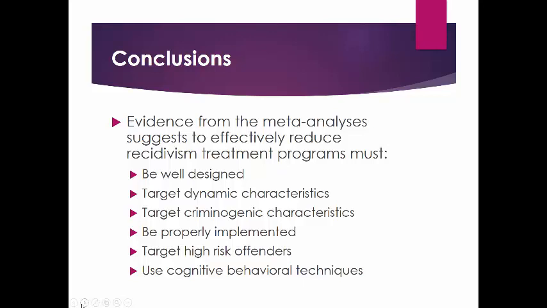So what do we know? After all of this, what have we concluded? We know from meta-analyses that in order for a treatment program to be effective, it has to be well designed, and it has to target those dynamic characteristics. It has to target criminogenic characteristics, those related to criminal behavior. It has to be properly implemented, targeting moderate to high risk offenders, and we have to use cognitive behavioral techniques. And if those things are adhered to, we're seeing large effect sizes in terms of reductions of recidivism. And that's the basis of a lot of what we're talking about in this class is going to be focused on.